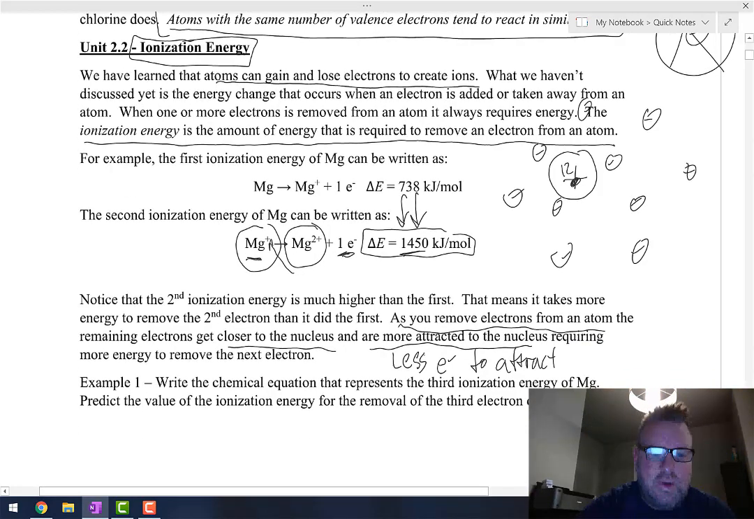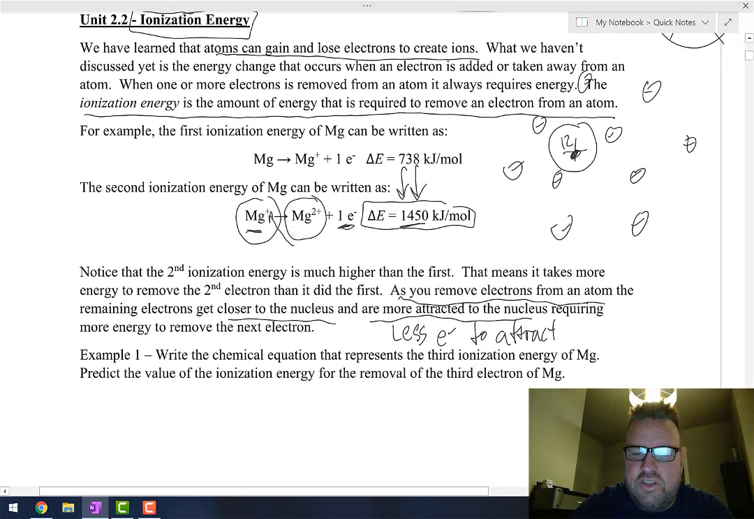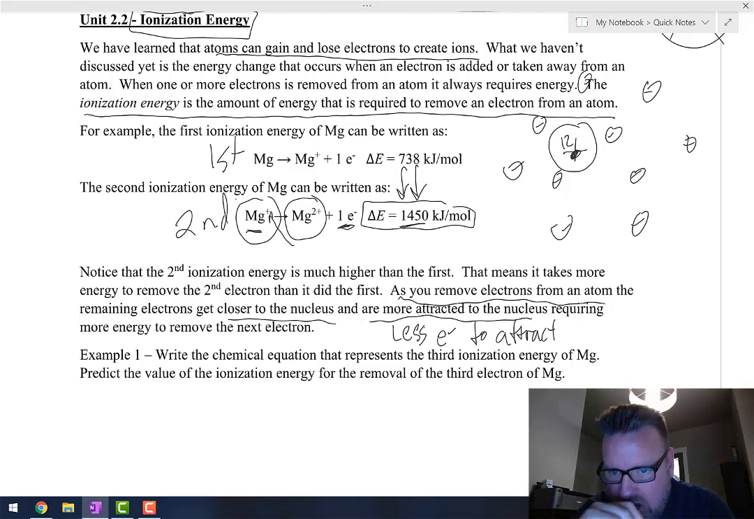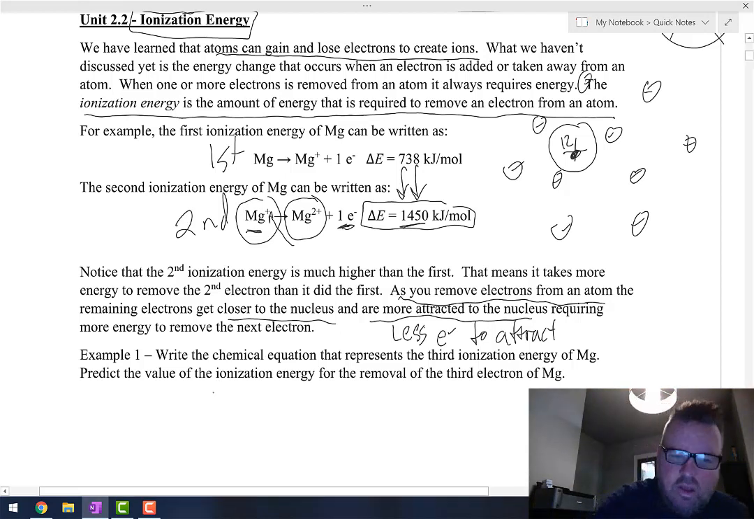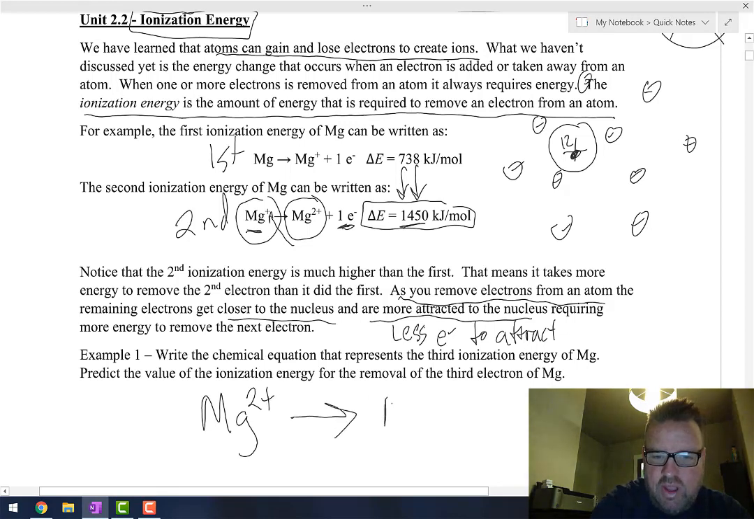Example 1 says, write the chemical equation that represents the third ionization energy of magnesium. So this one here represented the first, this one here represented the second. We want to write the chemical equation that represents the third ionization energy of magnesium. Well, we've already lost 2, so we have to start with Mg2+, and it's going to become Mg3+, and it's going to lose that electron.